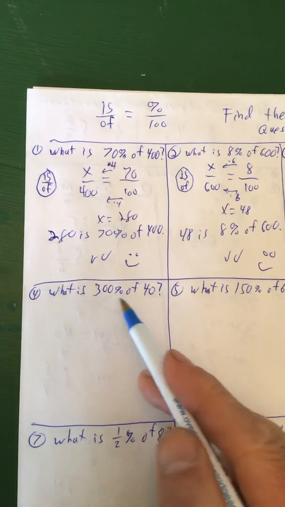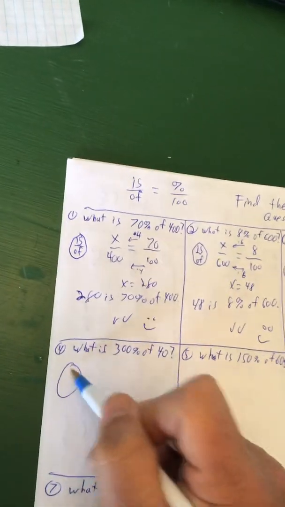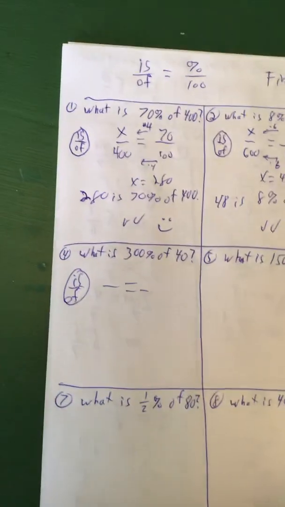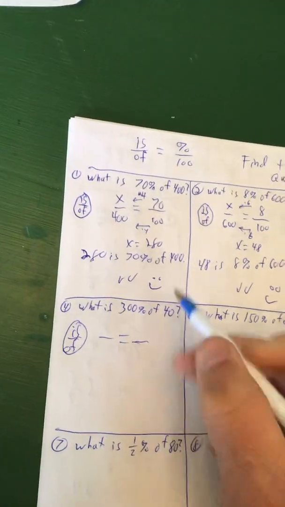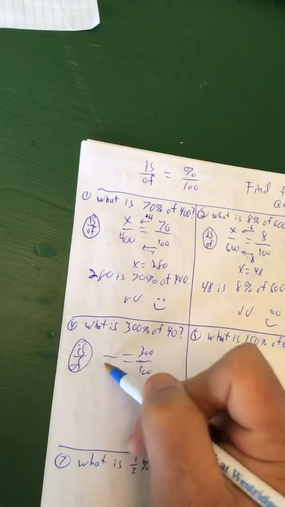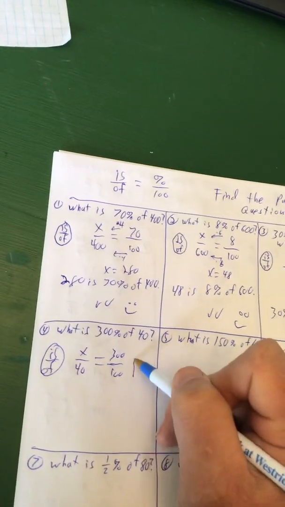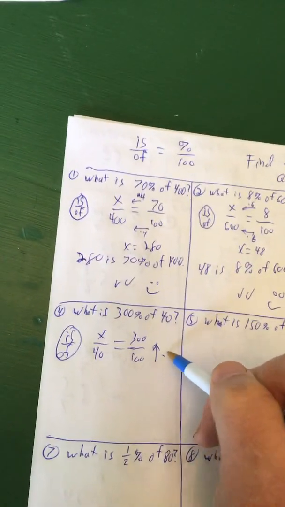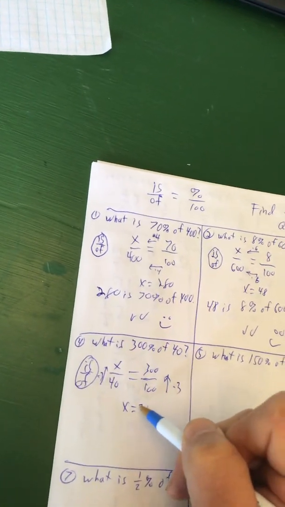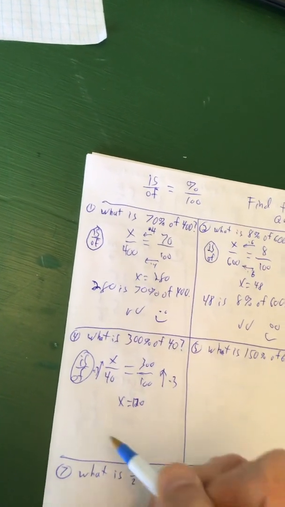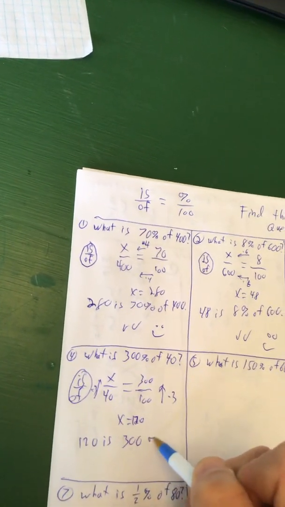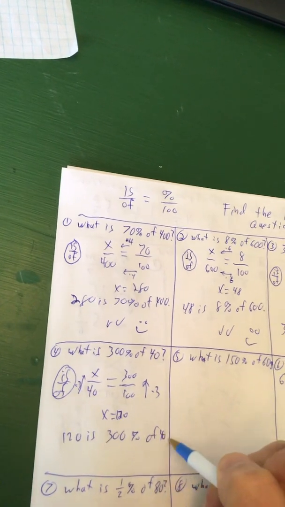Number 4. Let's pick up our pace here. What is 300% of 40? So is over of. You need to hit pause and do this. I'm not going to wait. The of 4 goes here. This is just vertical weasel. This is times 3. So times 3. X equals 120. 120 is 300% of 40.